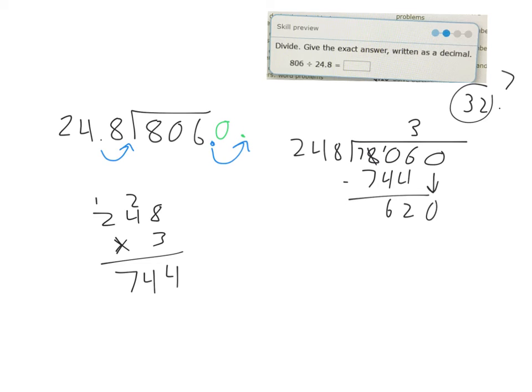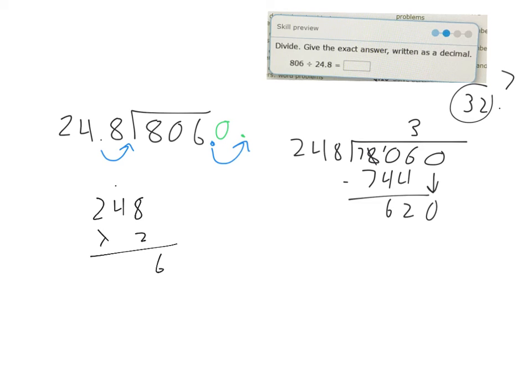How many times can 248 go into 620? I'm going to guess it's going to be 2. Let's see what that is. 248 times 2. 2 times 8 is 16. 6 down, 1 up. 2 times 4 is 8, plus the 1 is 9. 2 times 2 is 4. And 3 would be too big because we know 3 times is that. So yeah, it must be 2.